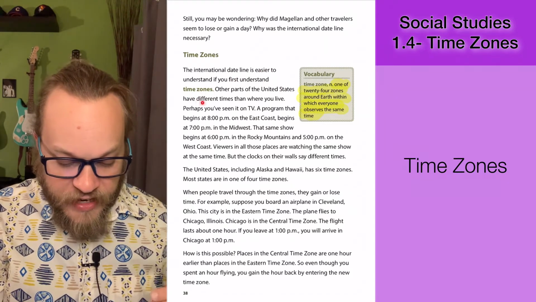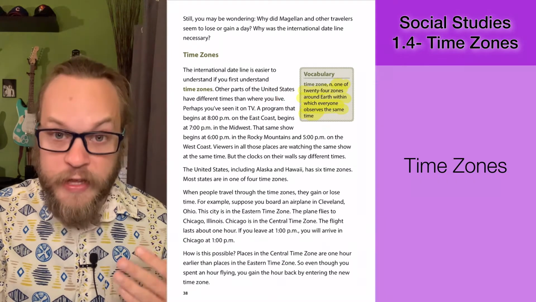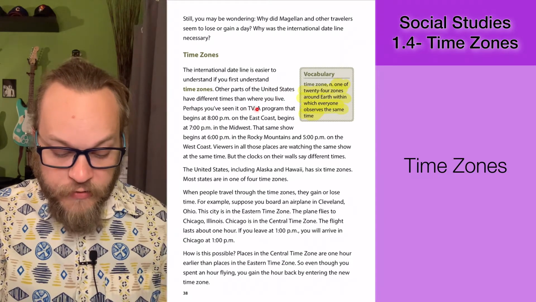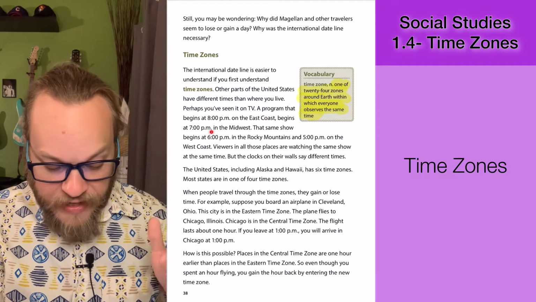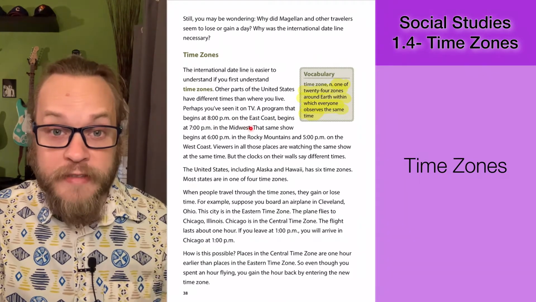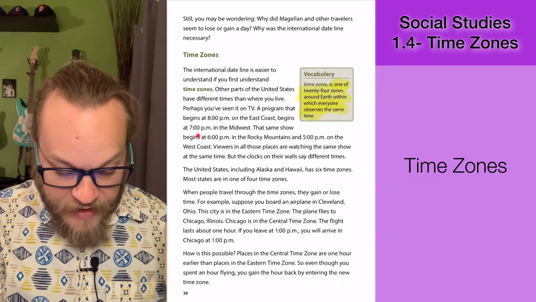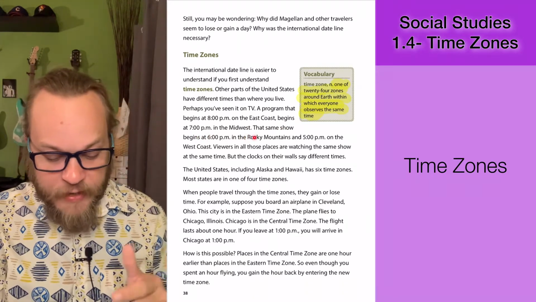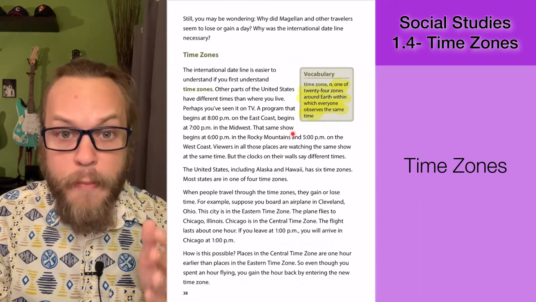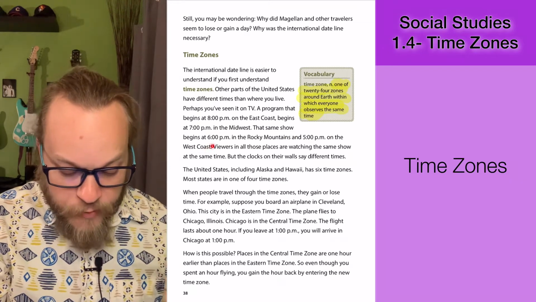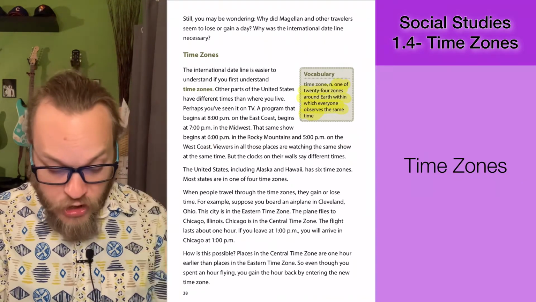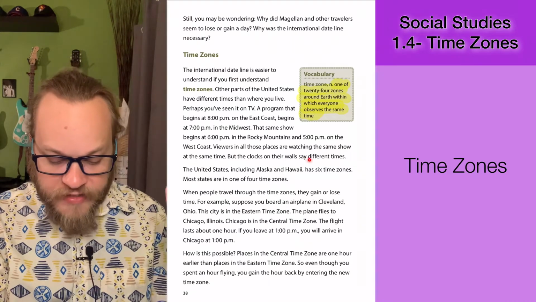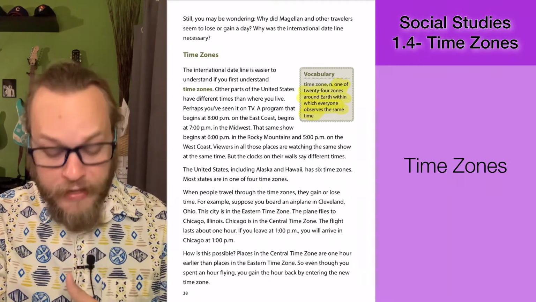Other parts of the United States have different times than where we live. Perhaps you've seen on TV a program that begins at 8 p.m. on the East Coast begins at 7 p.m. in the Midwest, or Central Time. That same show then begins at 6 p.m. in the Rocky Mountains, or the Mountain Time Zone, and 5 p.m. on the West Coast. Viewers in all those places are watching the same show at the same time, but the clocks on their walls say very different times.